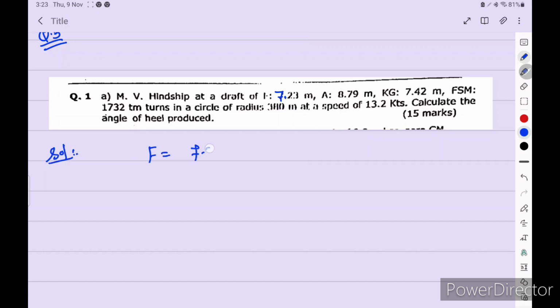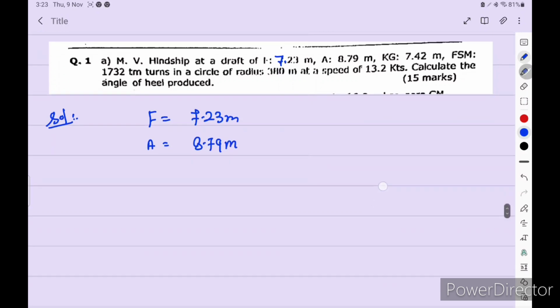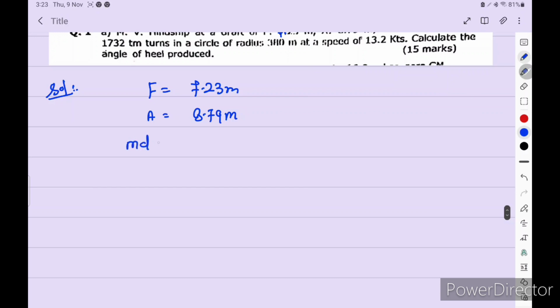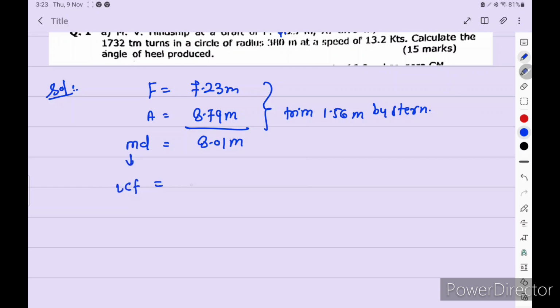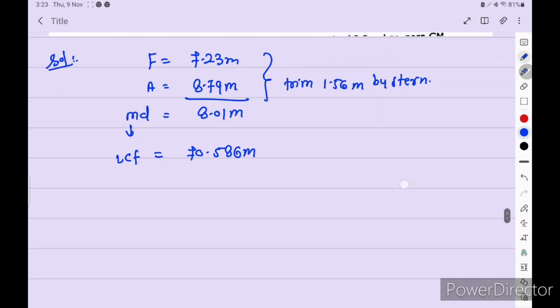Forward draft is 7.23 meter, aft draft is 8.79 meter. Main draft: add and divide by 2, 8.01 meter, and the trim is 1.56 meter by stern. Now for main draft we need to find out the LCF. So from the MV Hinship particulars we find out the LCF.